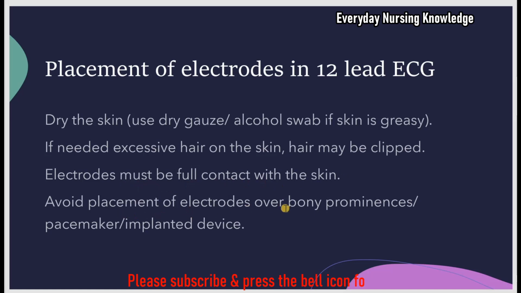Avoid placing electrodes over bony prominences, over the clavicle, or over a pacemaker. If a pacemaker is present, keep electrodes 3 to 5 inches away from the pacemaker. If the patient has an implanted device, for example an implanted port, do not place electrodes on top of it.